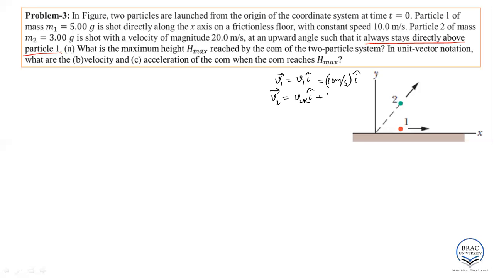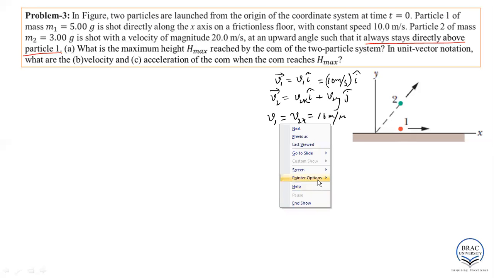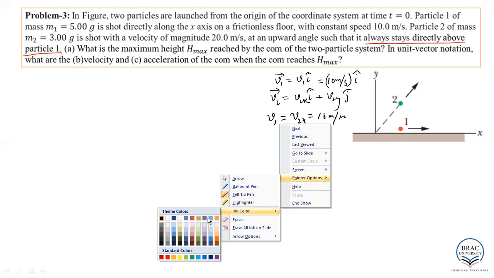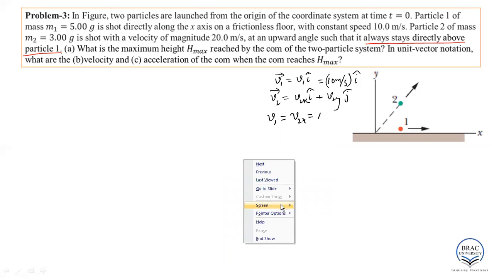v2x i plus v2y j. The thing is, as particle 2 always remains above particle 1, this v2x and v1 will be the same. That means the magnitude of v1 and the magnitude of v2x is equal to 10 meter per second.